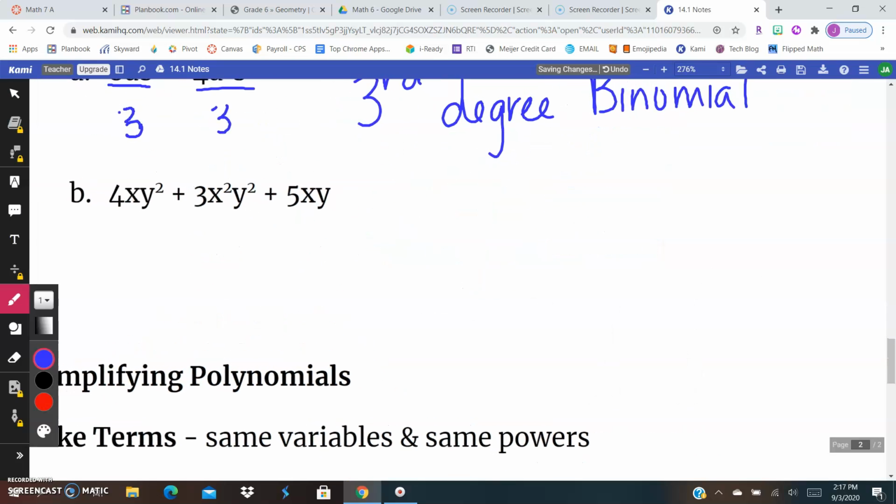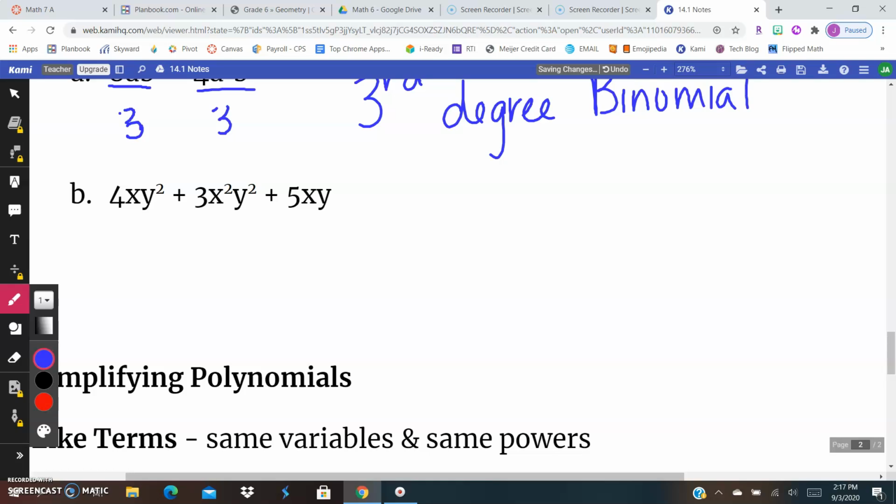Okay. This one, 4xy squared. X has an exponent of 1, y has an exponent of 2, so add those together, that would be 3. 3x squared y squared. X has an exponent of 2, and y has an exponent of 2. Add those two together, we get 4. And 5xy. X is 1 and y is 1, so add those together, we get 2.